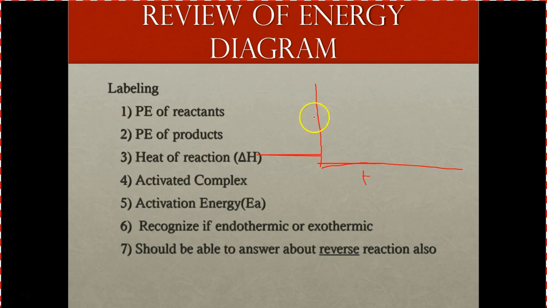Okay, and then we have the initial potential energy of the reactants and the potential energy of the products. Remember, that's what we were most concerned with when we were talking about thermodynamics, the beginning and the end, nothing in between. And when we take the difference, the sum of the products minus the sum of the reactants gives us the delta H.